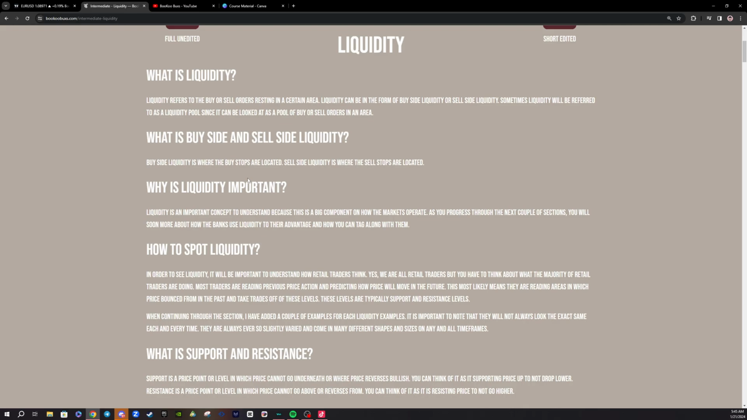What is buy side and sell side liquidity? Buy side liquidity is where the buy stops are located. Sell side liquidity is where the sell stops are located.